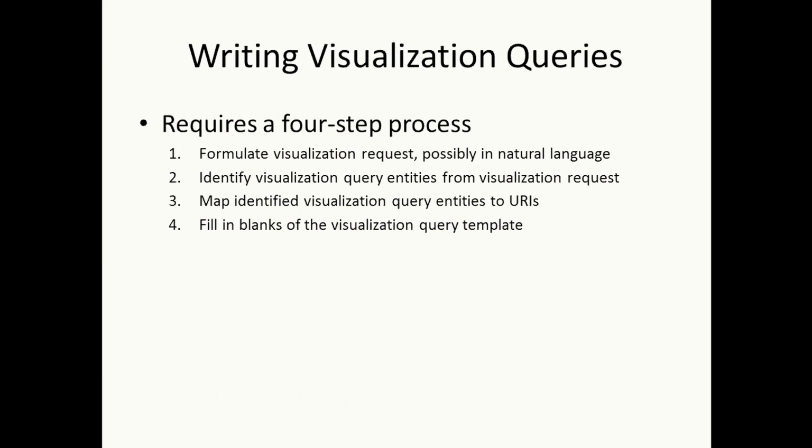In general, writing visualization queries requires a four-step process. First, we must formulate a visualization request, possibly in natural language. Next, we identify visualization query entities from the visualization request in step 1. We then map identified visualization query entities in step 2 to their URIs. And finally, we fill in the blanks of the visualization query template using the entity URIs gathered in step 3. The remainder of the slides in this presentation exercise this four-step process on an example for generating a gravity raster map.